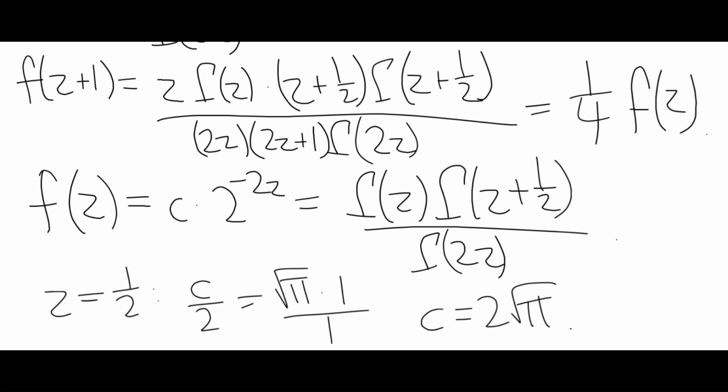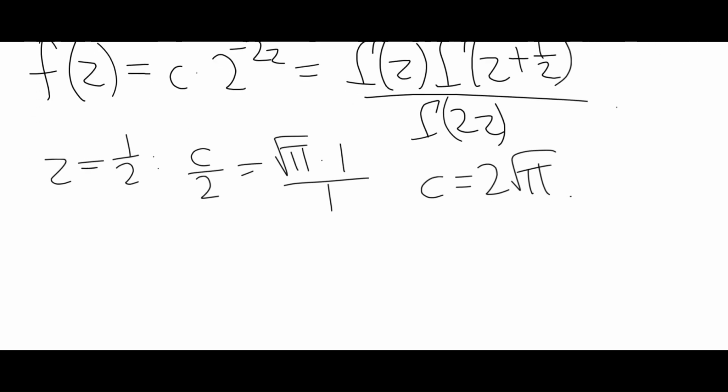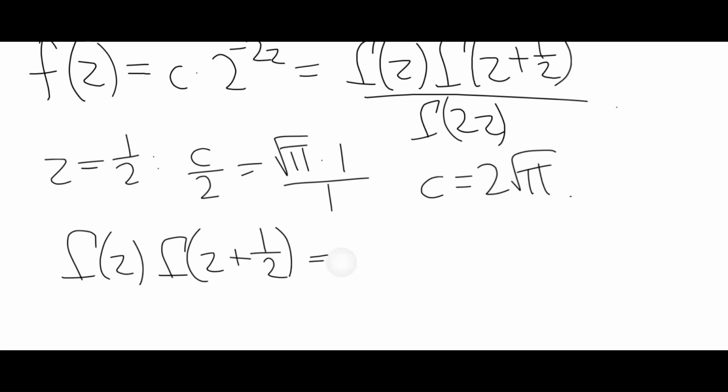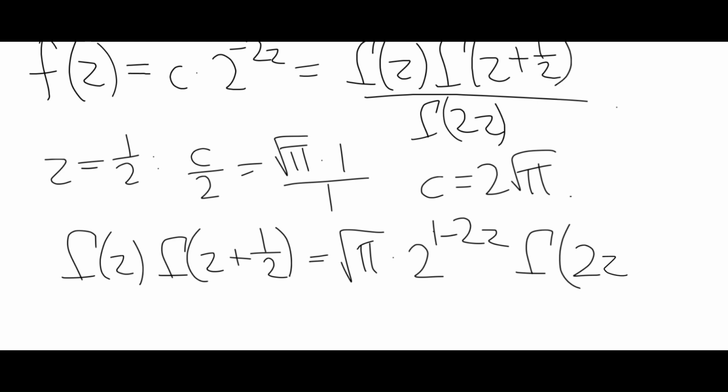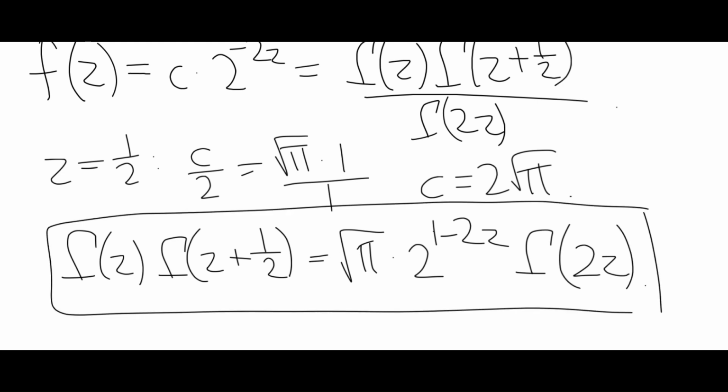All right, so that leads to this identity, which says that gamma of z, gamma z plus 1/2 equals square root of pi times 2 to the 1 minus 2z, gamma of 2z. And we can get similar identities with gamma of 3z, 4z, and so on, but they get more complicated each time.